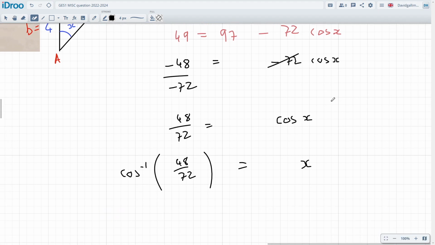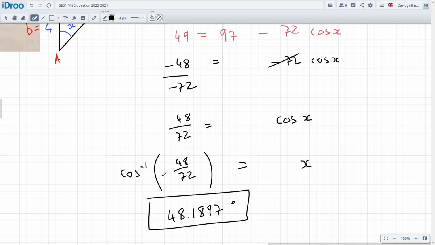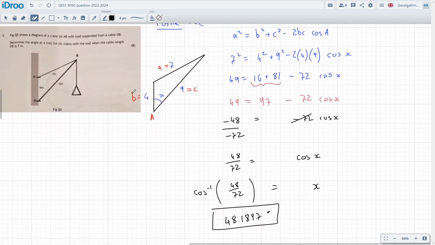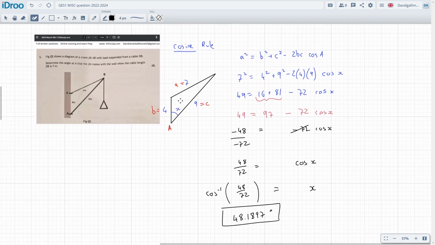48.1 degrees. So that's the answer, 48.1896. Let's make that 48.2 degrees, which is that angle there. I think that's right. Probably is. Looks about 45 degrees. Doesn't look too big. And like I said, you basically just get the mark for knowing the formula and then applying it. This is a slightly harder one because you have to work it backwards to get the angle, but it's not bad for 8 marks.